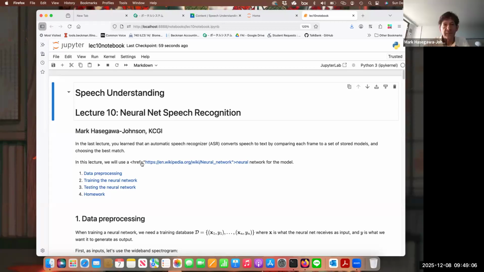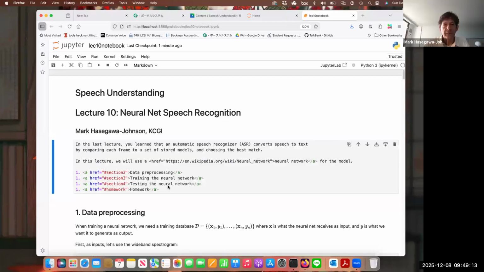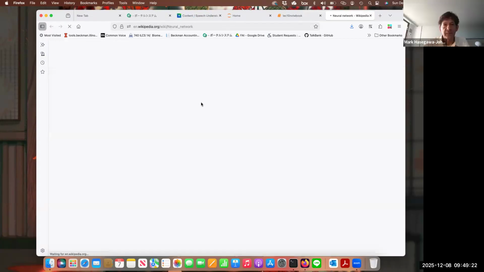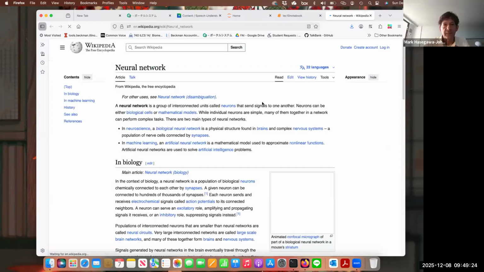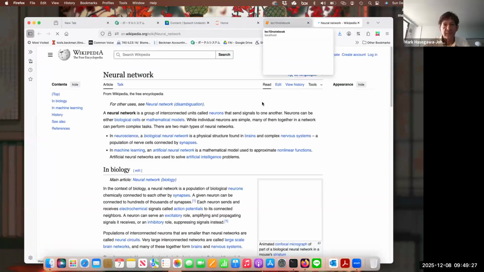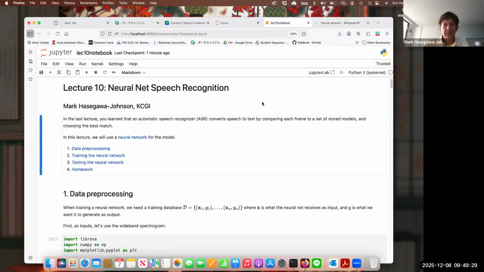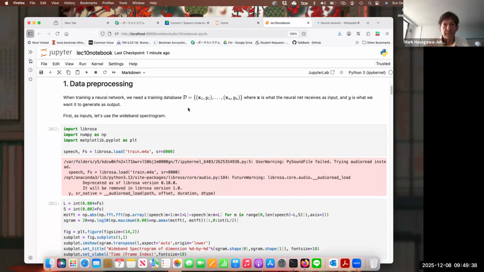We're going to first of all process the data, and then we'll train a neural network and test the neural network. Training any machine learning algorithm, such as a neural network, we need examples. So the input will be a vector x1 and the output will be y1. X is what the neural network receives as its input, and y is what it wants to generate as output. So for example, in automatic speech recognition, X would be a speech waveform, and Y would be the text that you generate as the transcription of that speech waveform.